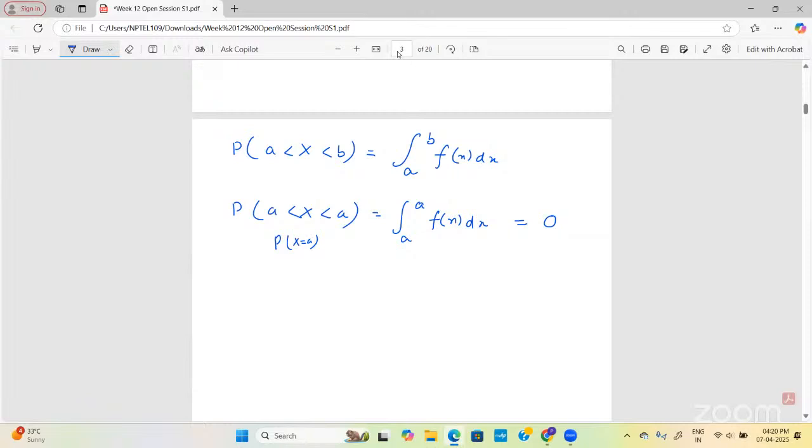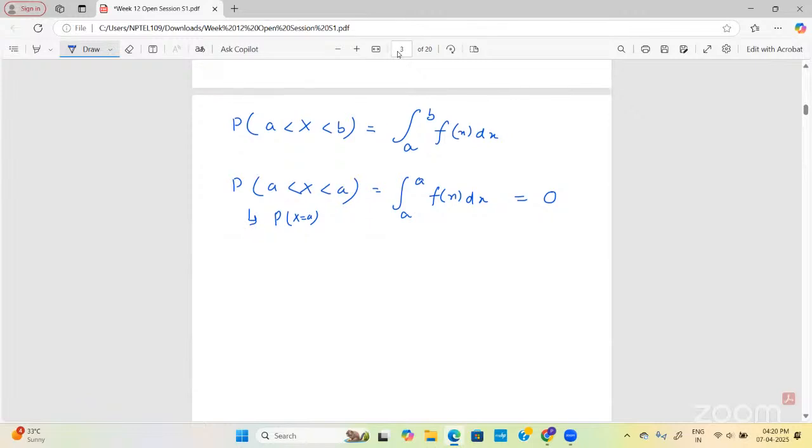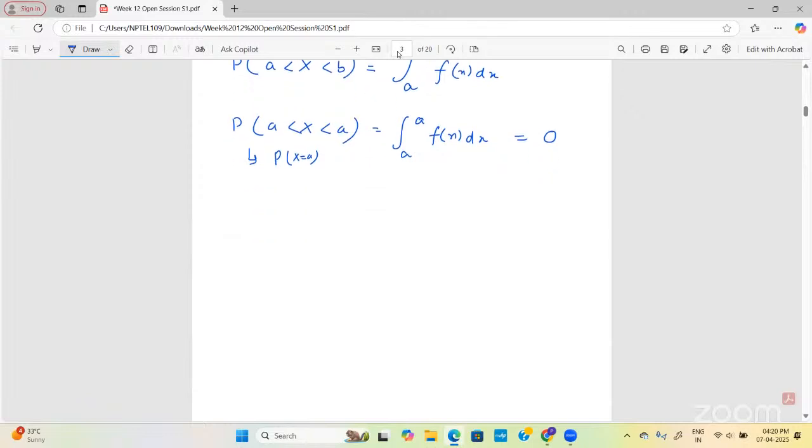Okay. Are these things clear to everyone, or any confusion? Any doubt? Okay. So the next thing we have to see is the cumulative distribution functions.